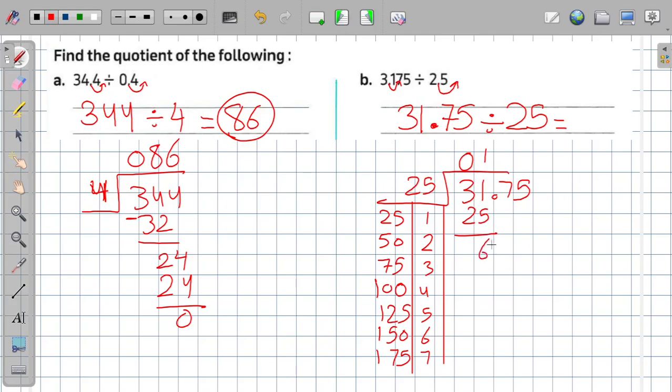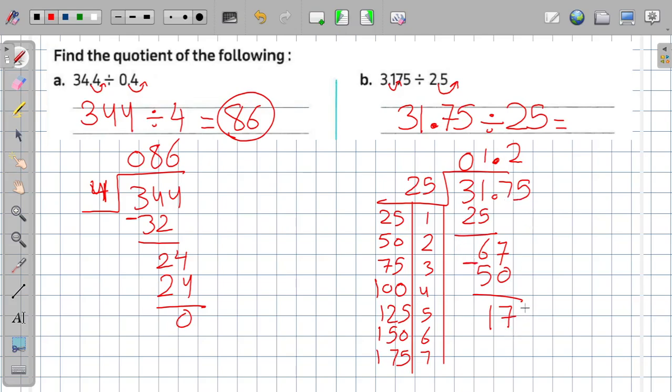Equals 6. Next, I have the decimal point, so I will put the decimal point first, and next I have 7. So 67 is not in the timetable of 25, so I will take what? I have 50 and 75, so I will take 50. So I have 50 divided by 25 equals 2, and the remainder will be what? Will be 17, because 7 minus 0 equals 7, and 6 minus 5 equals 1.